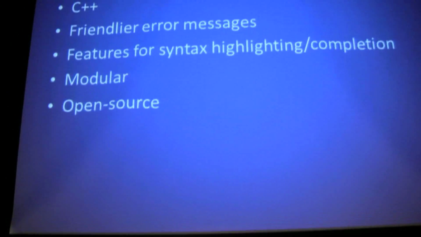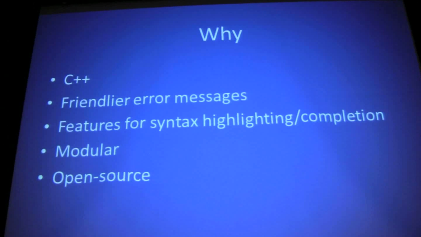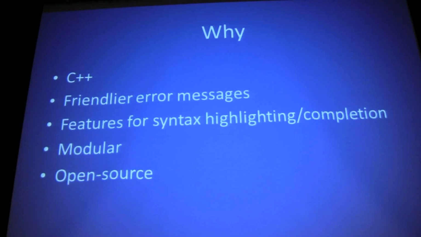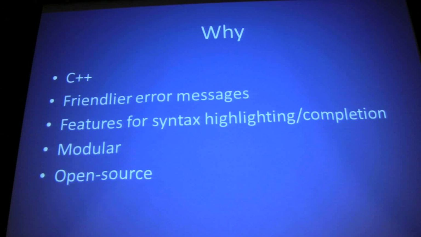Okay, so why use Clang? Well, of course, the main thing is we can put in some C++ stuff. Clang also has somewhat friendly error messages. And it has stuff I'm not using, but future products could take advantage of the hooks they have in there for syntax highlighting and completion stuff. Clang is very modular. It's a very modern architecture, and it's open source.